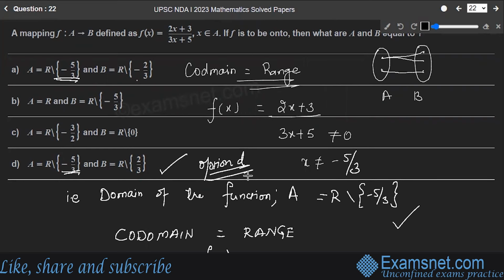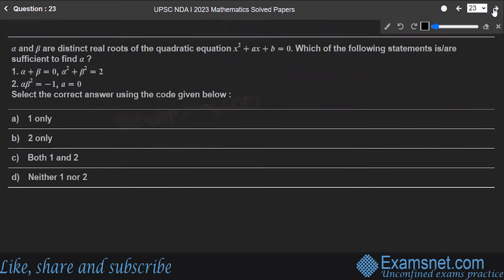Hope you understood this. Let's move to the next question then, 23. Alpha and beta be two distinct real roots of the quadratic equation x squared plus ax plus b is equal to 0. Which of the following statements is or are sufficient to find alpha? So if alpha and beta are the two roots of this equation, the sum of the roots is equal to minus the coefficient of x divided by the coefficient of x square, which makes alpha plus beta is equal to minus a. And product of the roots is equal to the constant divided by the coefficient of x square, which makes it b.